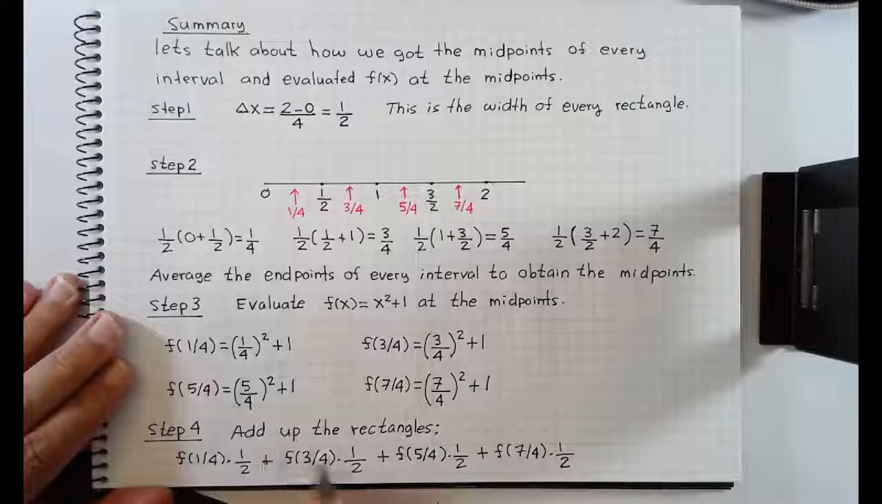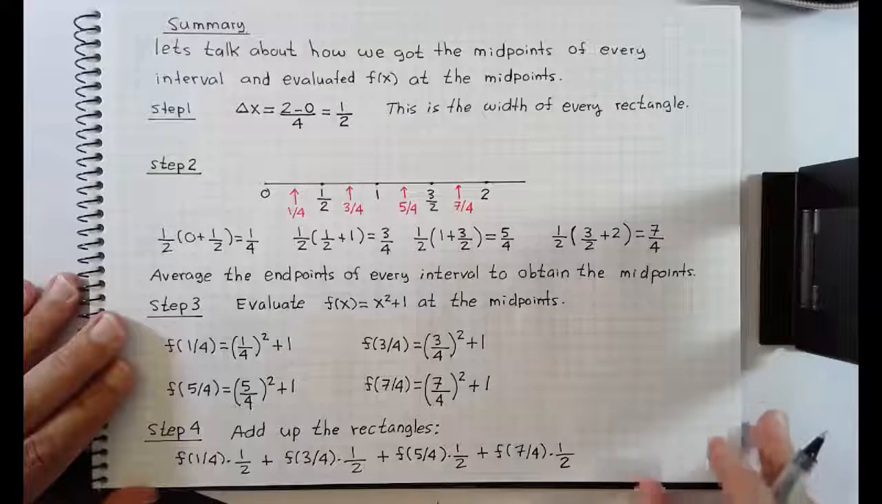Step 4, add up these rectangles. f of 1/4 times 1/2 plus f of 3/4 times 1/2 plus f of 5/4 times 1/2 plus f of 7/4 times 1/2. Okay, thanks.